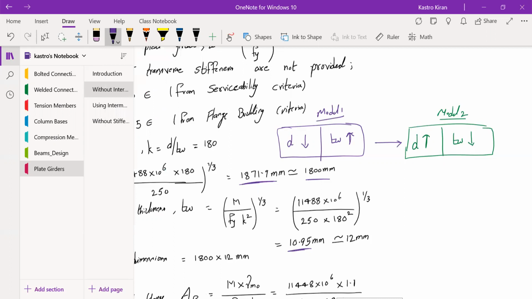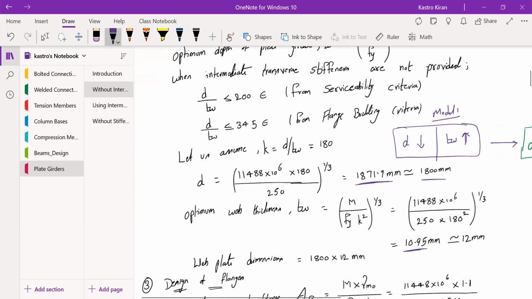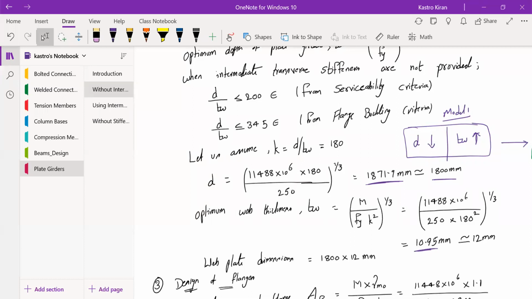Why? What is the need to increase or decrease the depth and the thickness of the webs? It is because in the model 1 problem, you are not using any intermediate transverse stiffeners. So since you are not using intermediate transverse stiffeners, there is a need to increase the thickness of the web so that the web portion will not get buckled.